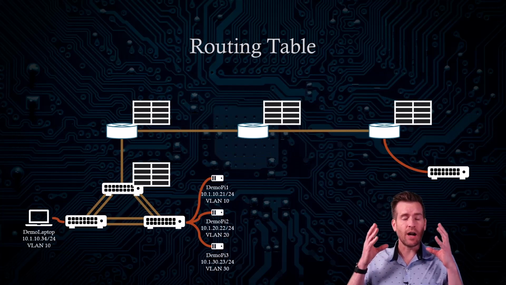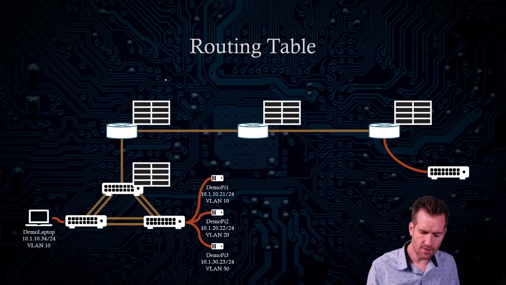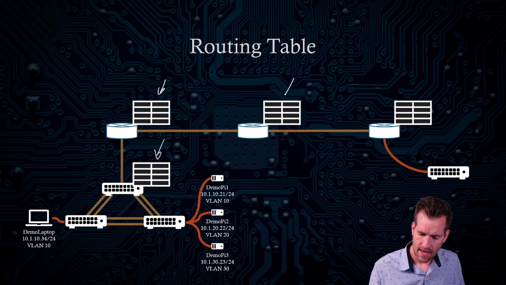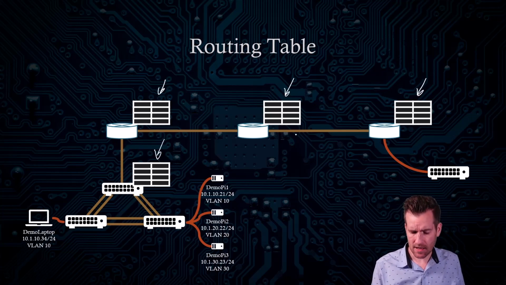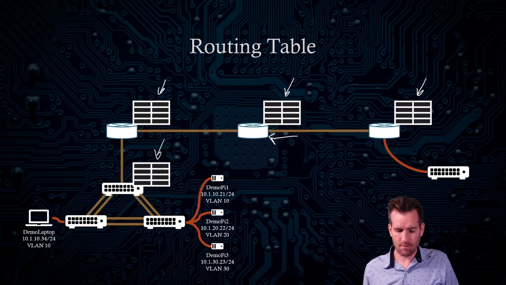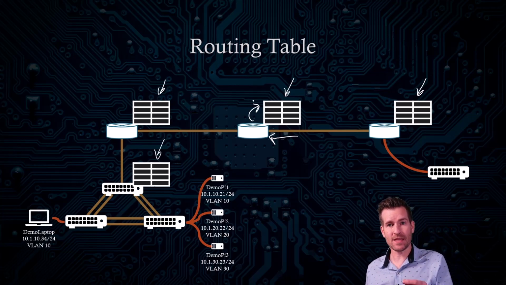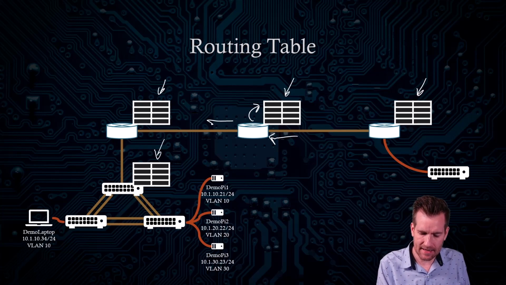These routes are stored on a routing table. Routing tables can be found on each of your layer 3 devices. What will happen is a packet will come into that router or layer 3 device. That router will then reference the destination IP address with the list of routes that it has, determine what the best route is, and then send it on its way.